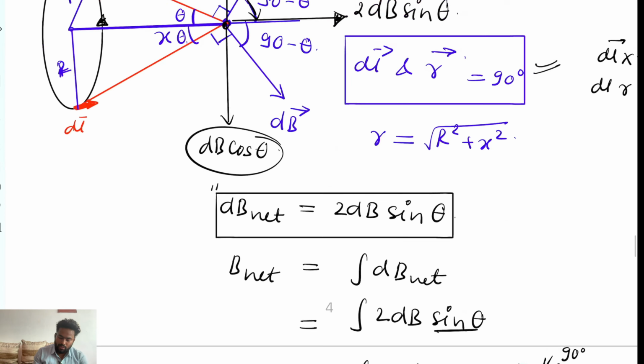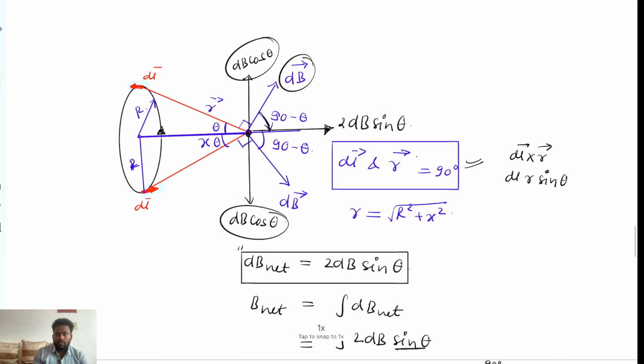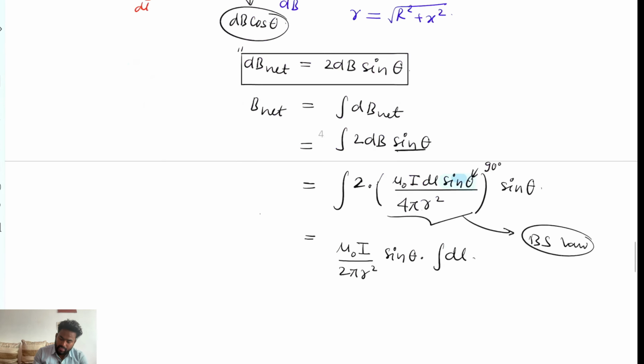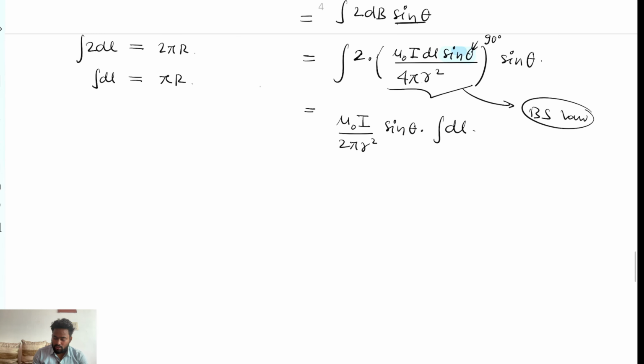Now if you see how many elements I have taken here, I have taken 2 dl elements. Upward and downward I have taken 2 dl elements. It means that if I integrate 2 dl element, 2 length element, I will get total length of the wire, and total length of the wire is of circular shape. So it will become what? It will become 2 pi r, circumference of the ring. So integral of dl will become how much? Integral of dl will become pi r. So everything was constant, so it came out of the integration. Integral of dl, mu naught I upon 2 pi r square.